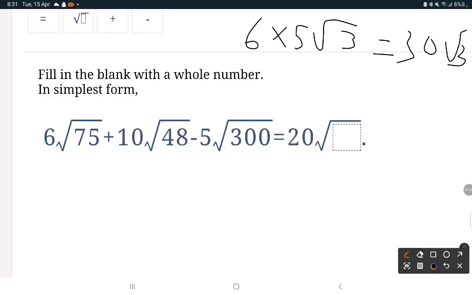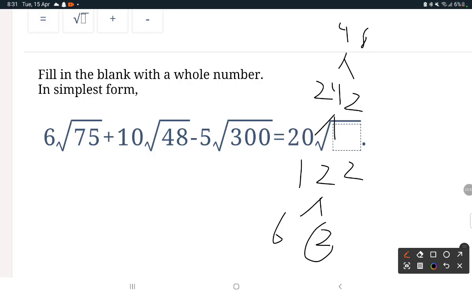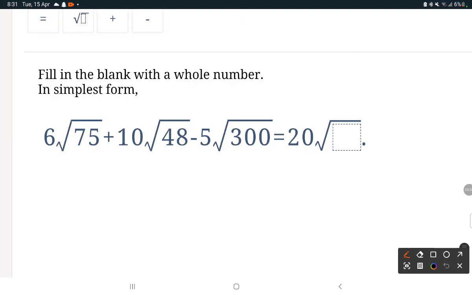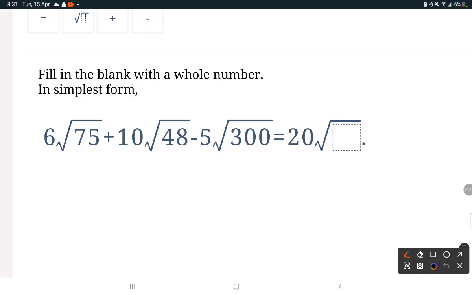Okay. 48 prime factorization. 24 and 2, 12 and 2, 6 and 2, and we have 3 and 2. So we have 2 squared multiplied by 2 squared multiplied by 3. So take this 2 out. Take this 2 squared out, take this 2 squared out. It's going to be 10 multiplied by 2 multiplied by 2, which is going to be 40 radical 3. Okay, so we have this is 30 radical 3. And this is, as we said, 40 radical 3.